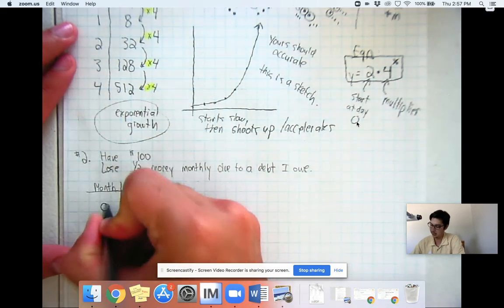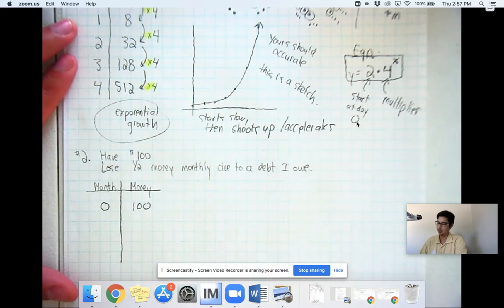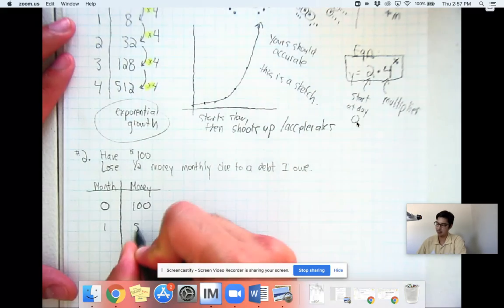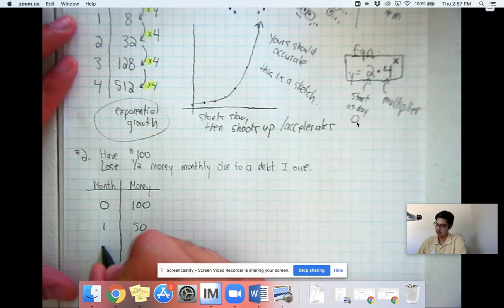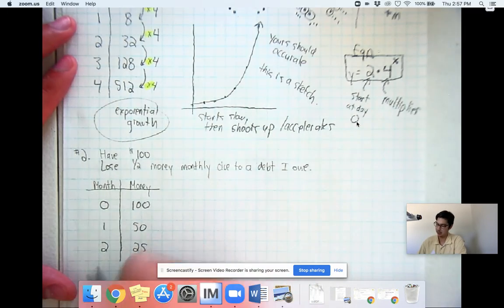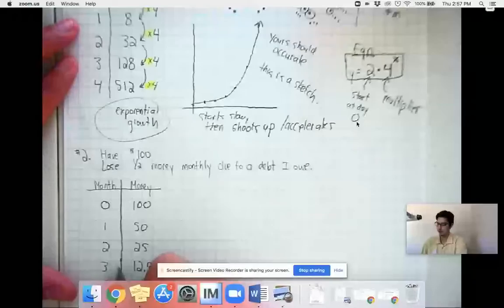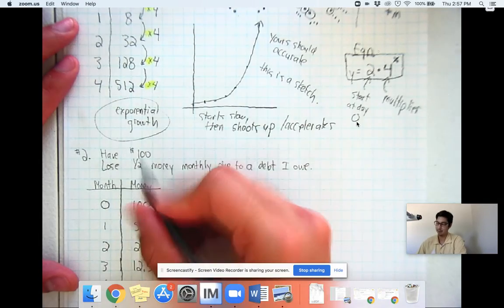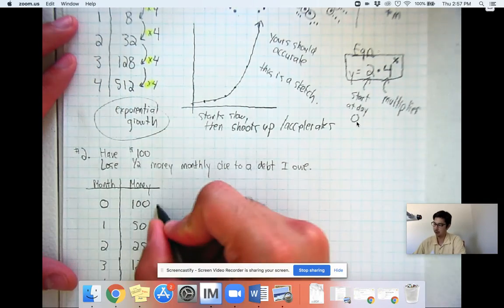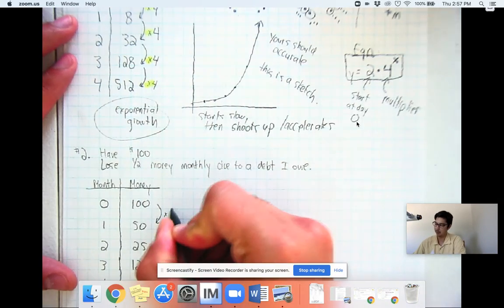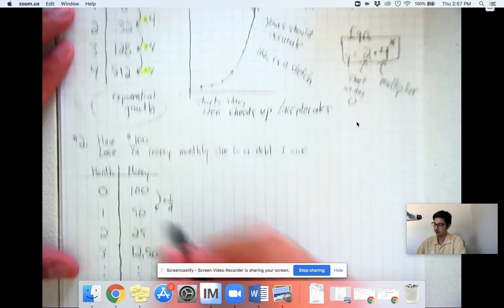So in month 0, I had $100. And 1 month later, I have half of that amount, which would be 50. Another month, I'd have 25. The third month, I'd have $12.50, and so forth. So what's the pattern here, right? It's a half. But what is a half is you can think about that as timesing by 1/2, right?